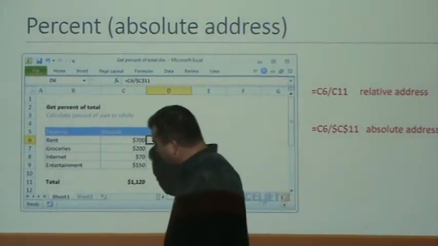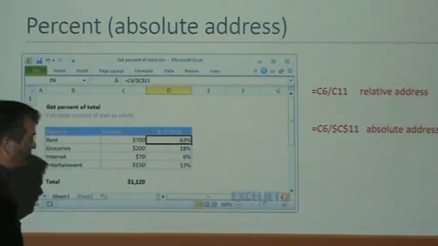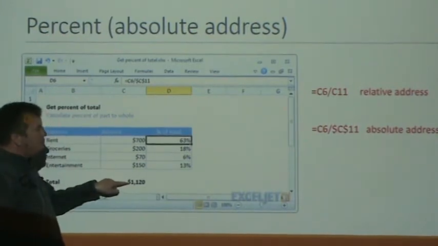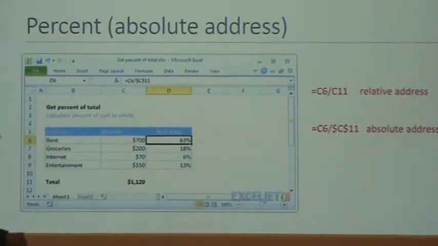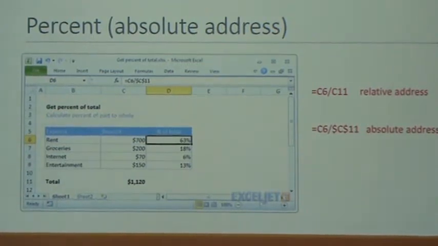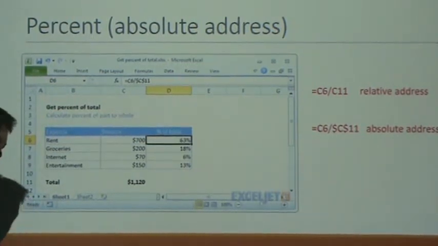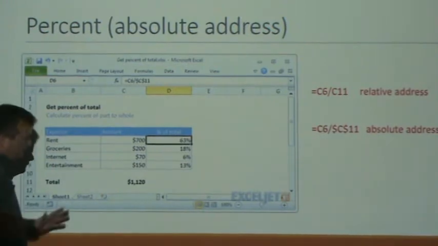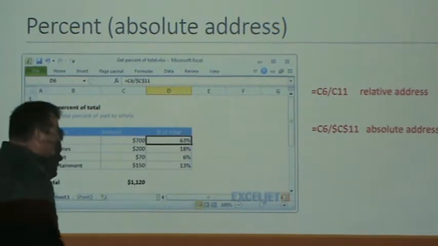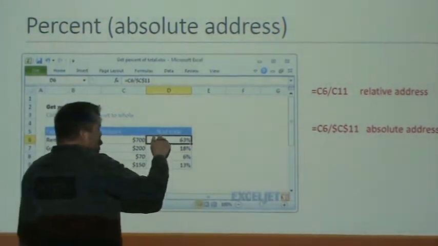And now, suppose we wanted to know, of our total, what percentage of it is spent on rent, what percent is spent on groceries, what percent is spent on entertainment, so what are the percentages of each? Let's say you wanted those. All right, so we can make a heading called percent of total.